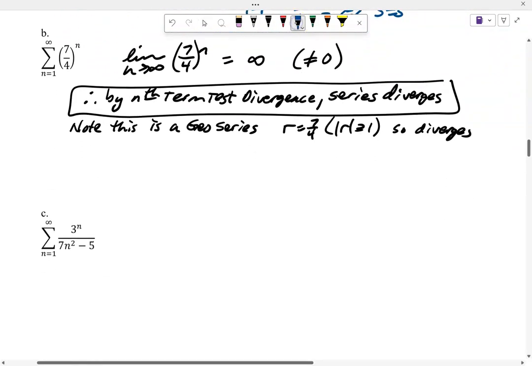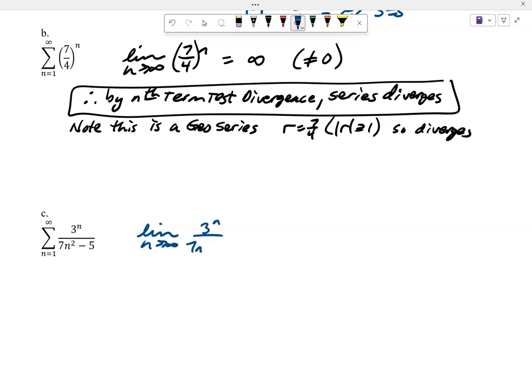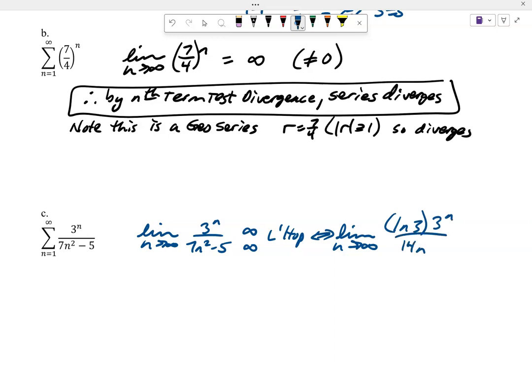All right, let's do another one here. We've got 3 to the n over 7n squared minus 5. If you take a look at the limit as n goes to infinity of this, notice we have infinity over infinity. So we're going to use L'Hopital's rule. So we've got natural log of 3 to the n. There's the derivative at the top. There's the derivative of the bottom. Notice I'm still infinity over infinity, so I have to use L'Hopital's rule again.